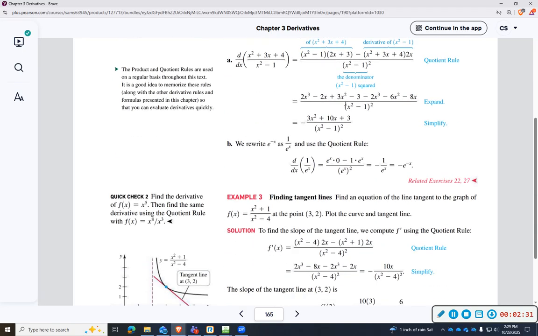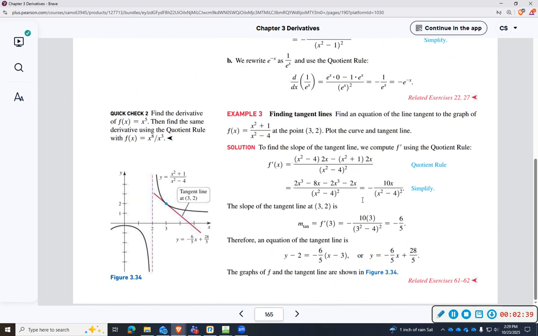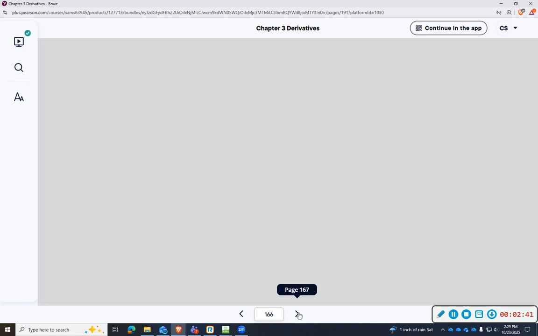You will also be asked to find tangent lines. So once you find the derivative, you plug in a value and you can get the tangent line. And so you can see several examples.